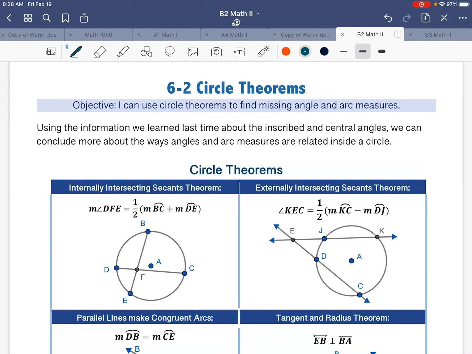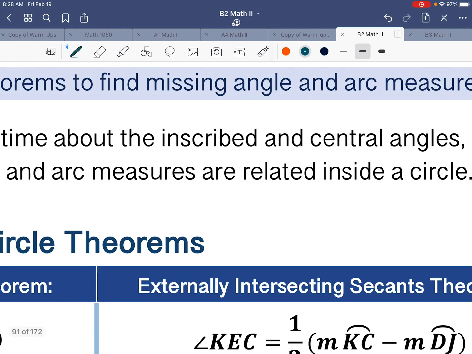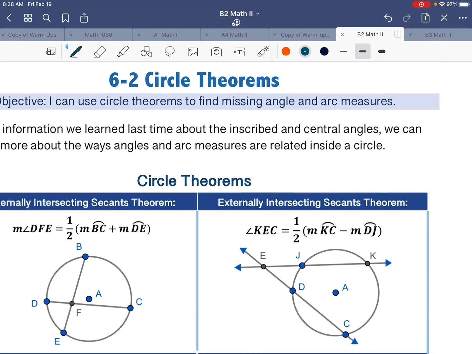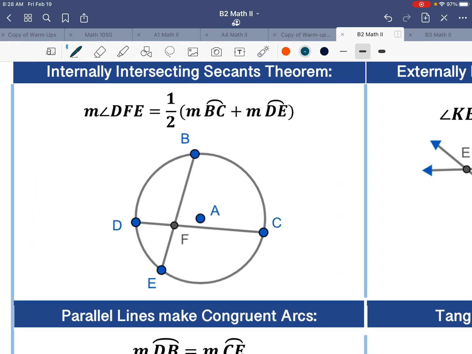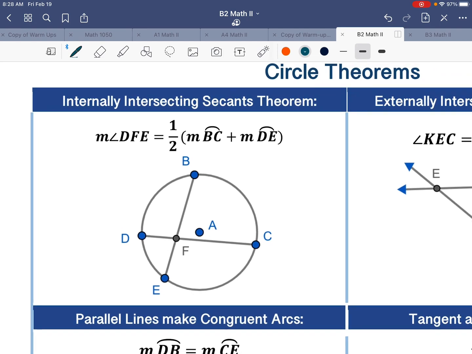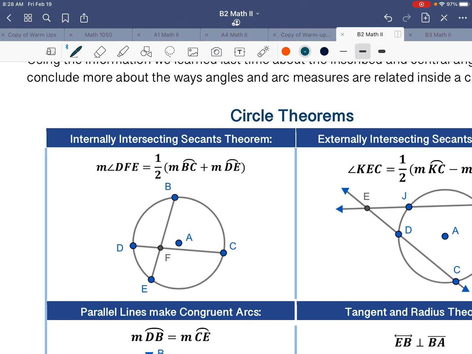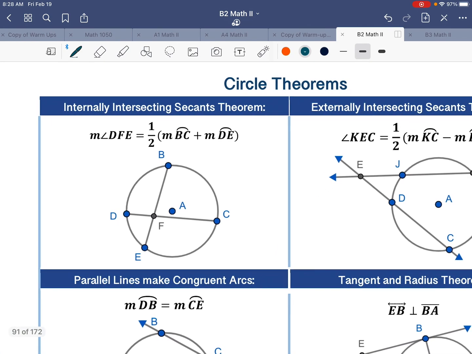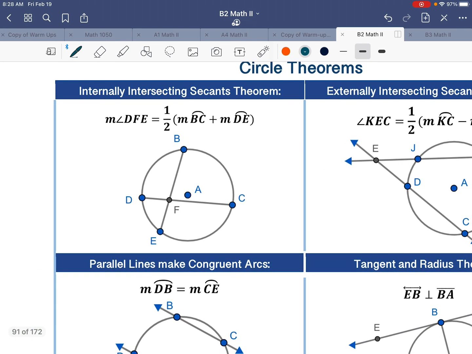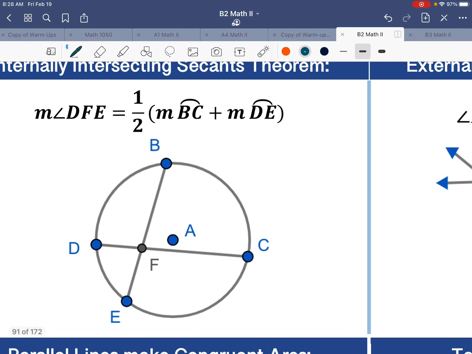All right, we are on 6-2, circle theorems. Circle theorems come from the information that we talked about last time with inscribed and central angles. Circle theorems are things that have been proven to be true all of the time, that's what makes them theorems. I remember how people saw these things.